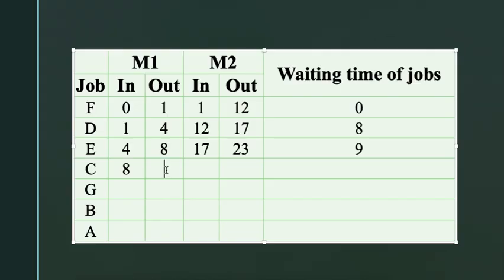8 plus 8 is how much? It is 16, and here we are going to take 23, right? And on this machine it takes how much time? It takes 10 hours. That's 23 plus 10 is 33, right? So here if we see, job E gets over after 17 hours, but here it is getting over by how much? 16 hours only. So what's the difference here? The difference here is 1 hour.